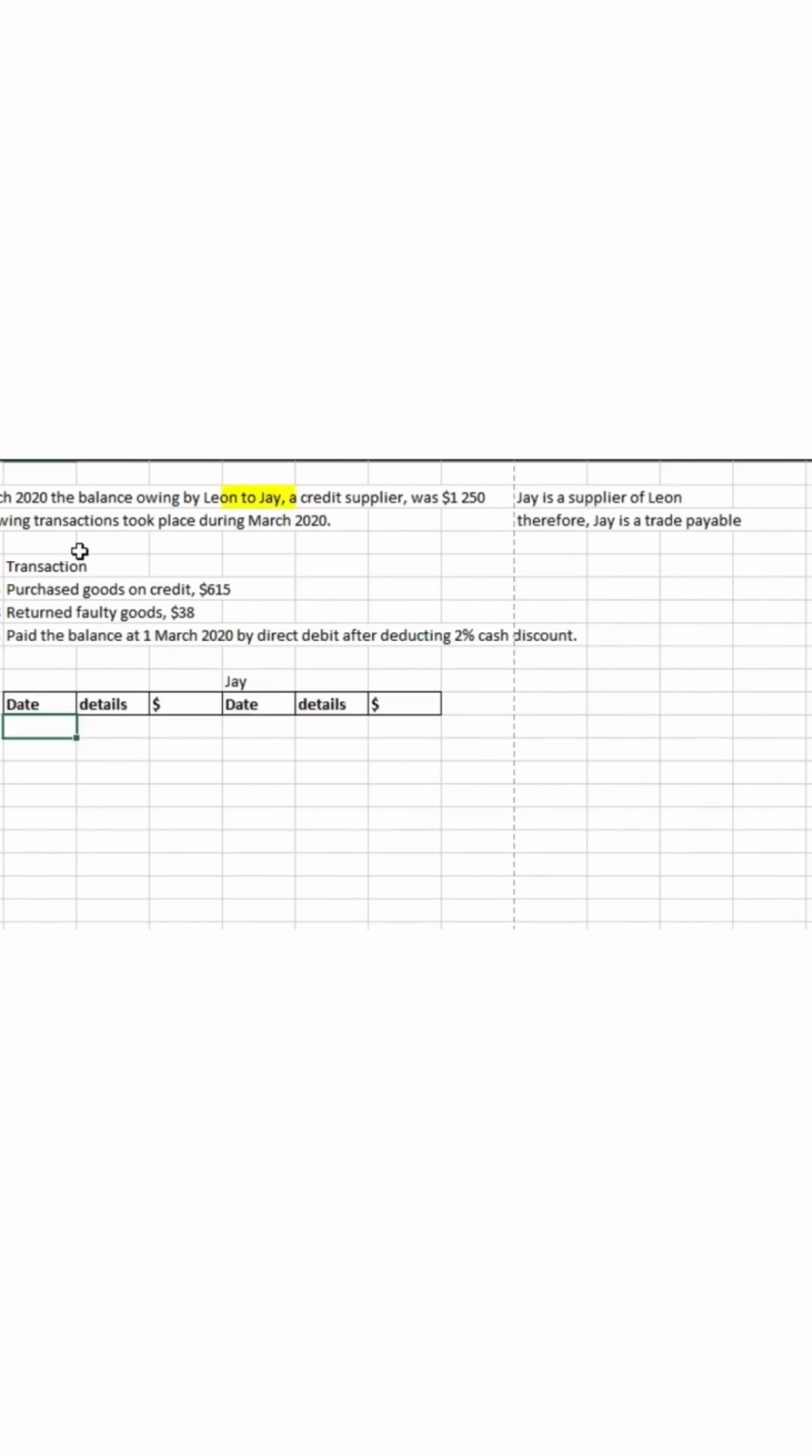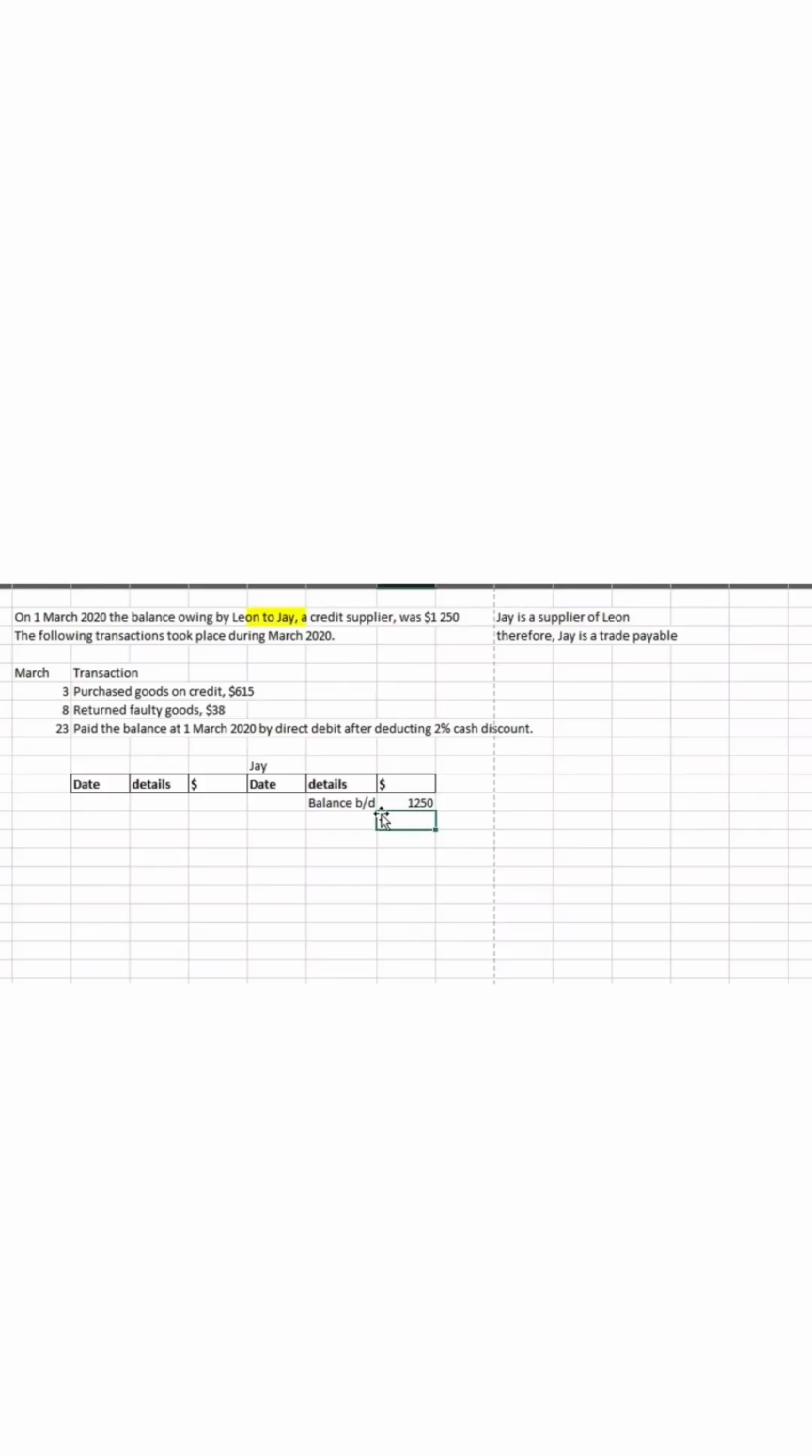Let's move on. Start making entries on the ledger account. Start with the balance brought forward. The balance brought forward is the balance in the beginning of the year, which is $12.50 in this question. We put this on the credit side because trade payable is liability, so it's credit, which you should know from the ACILE rule. Put the beginning of the month date, which is the 1st of March 2020.